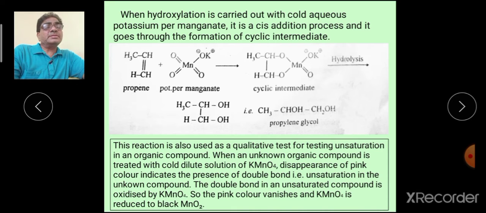That is, the test with potassium permanganate of unsaturated compound, that is unknown unsaturation in the compound can be detected. The double bond in unsaturated compound is oxidized by this potassium permanganate and therefore the pink color vanishes, and this KMnO4, that is potassium permanganate, is reduced to black manganese dioxide.